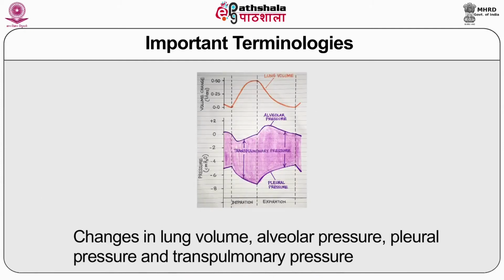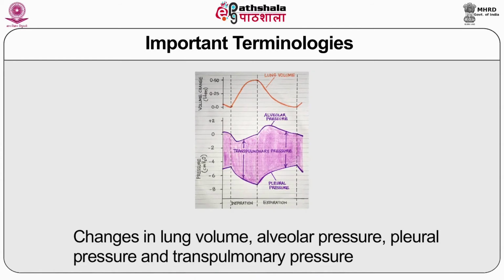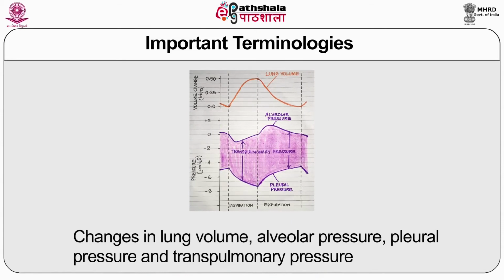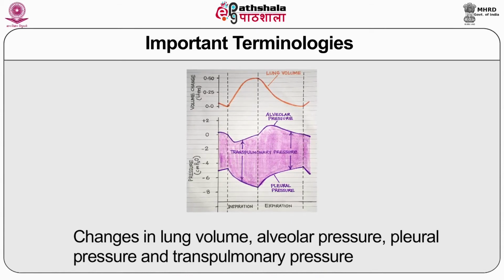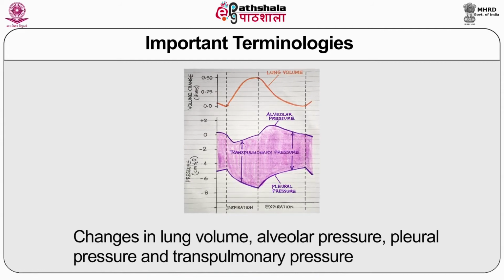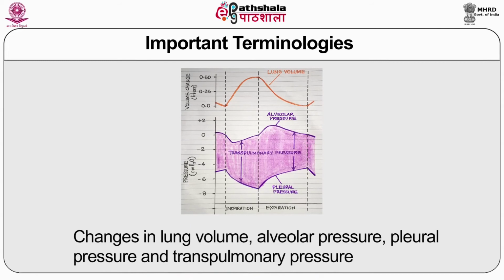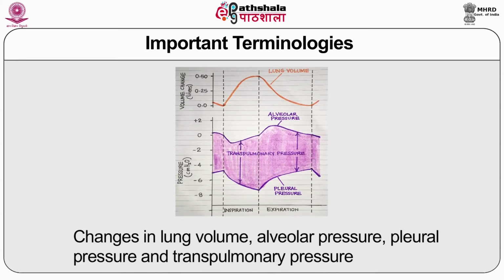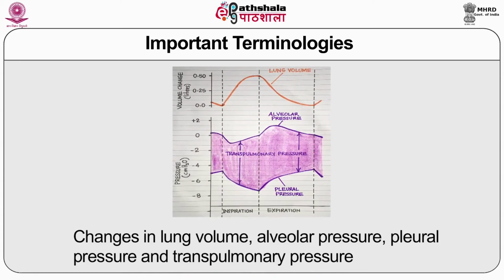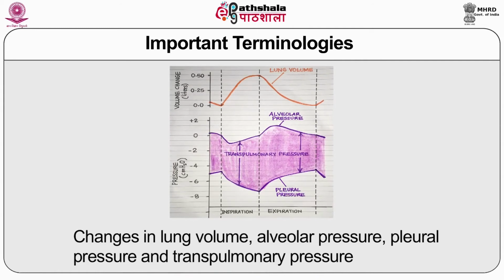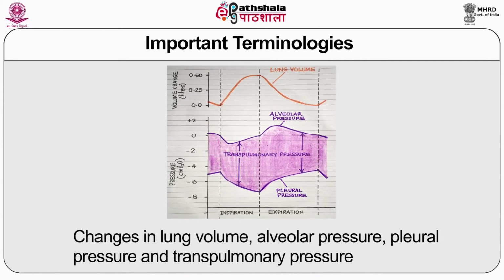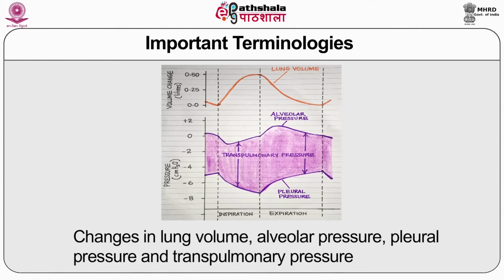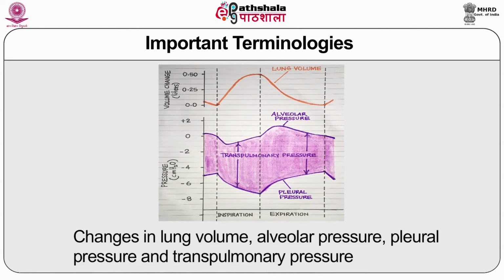In quiet breathing, at the beginning of inspiration, intrapleural pressure is approximately minus 5 centimeters of water. During inspiration, expansion of the chest causes it to become more negative, approximately minus 7.5 centimeters of water. During normal inspiration, alveolar pressure decreases to about minus 1 centimeter of water. This slight negative pressure is enough to pull 0.5 liters of air into the lungs in 2 seconds, which is the time required for normal quiet inspiration.